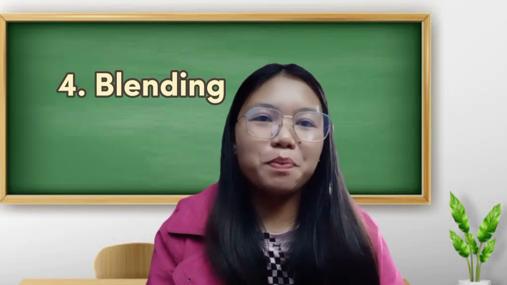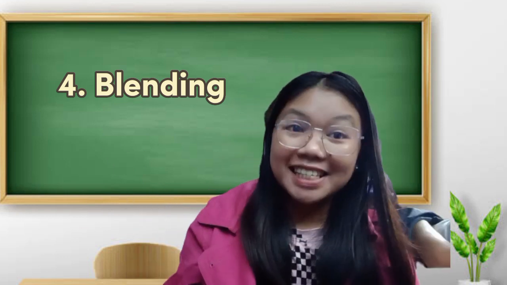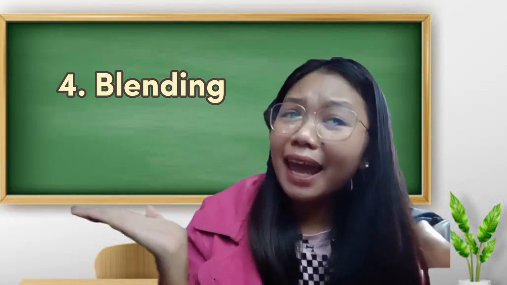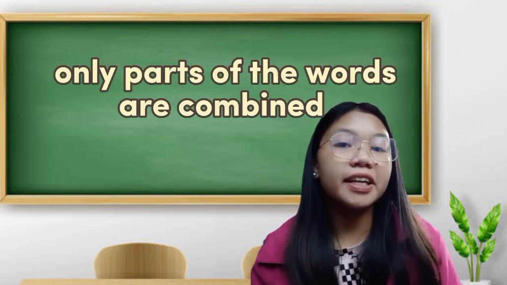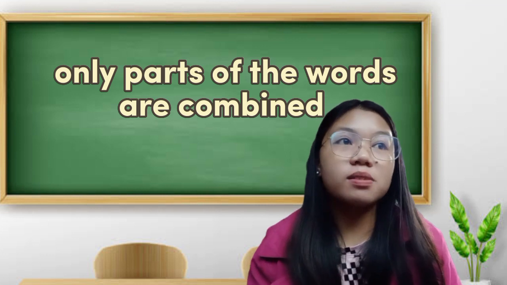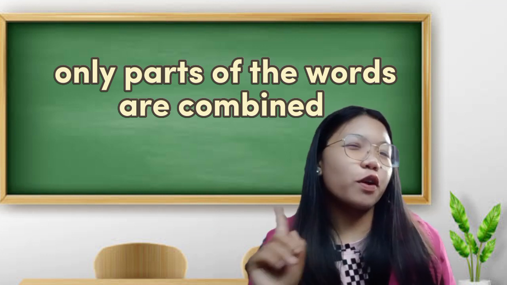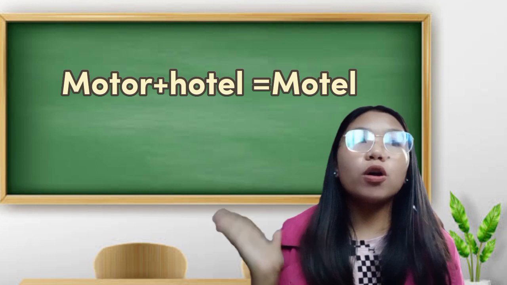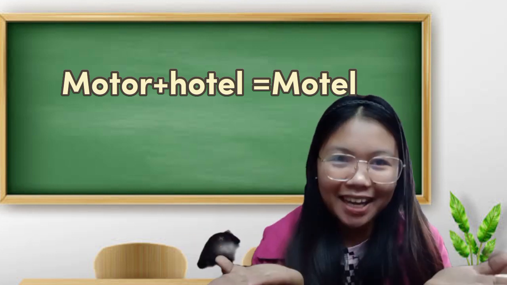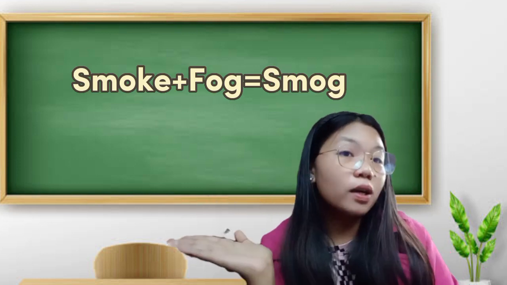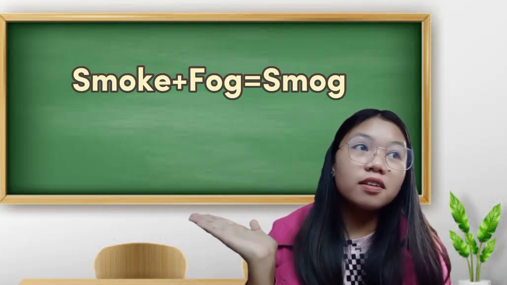The fourth word formation process is blending. What is blending? A blend is similar to a compound, but in blending, only parts of the words are combined. Say for example, motor plus hotel, motel. Smoke plus fog, smog.